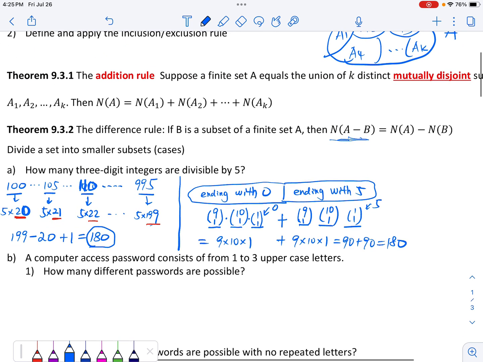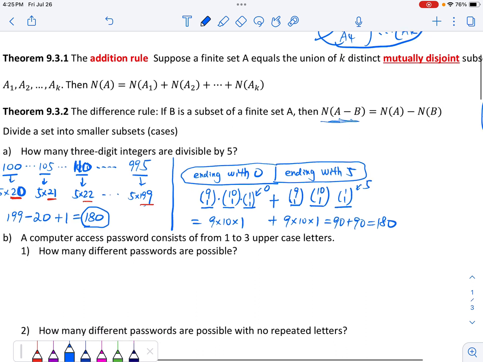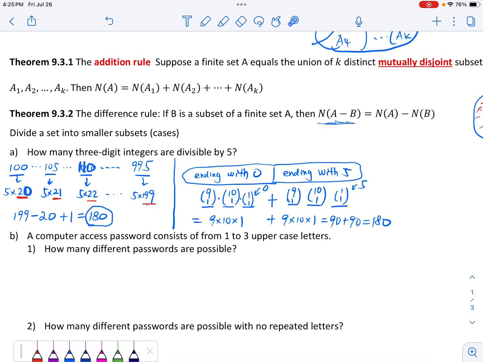So, quick recap. For some problems, there are certainly different ways to approach the problem. In this particular problem, we apply the addition rule. The key is to find a way to divide the set into 2 disjoint sets, and then count each one and add them to find the total.